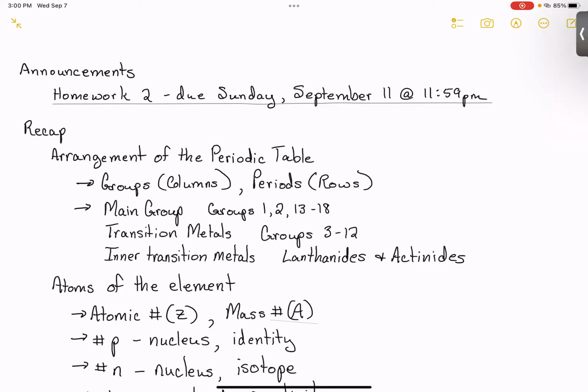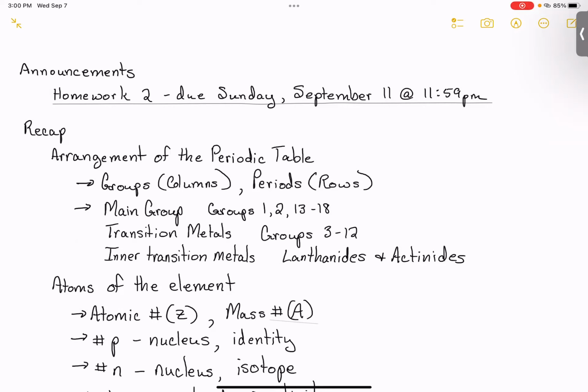I'm going to start very, very briefly, I hope, with a recap, because the things that we have been discussing are directly related to what we will be discussing today. So we started the semester talking about the arrangement of the periodic table, and while all of the arrangements have their value, the ones that we will be working with today include the groups and the periods. As a reminder, the groups are the columns, the periods are the rows.